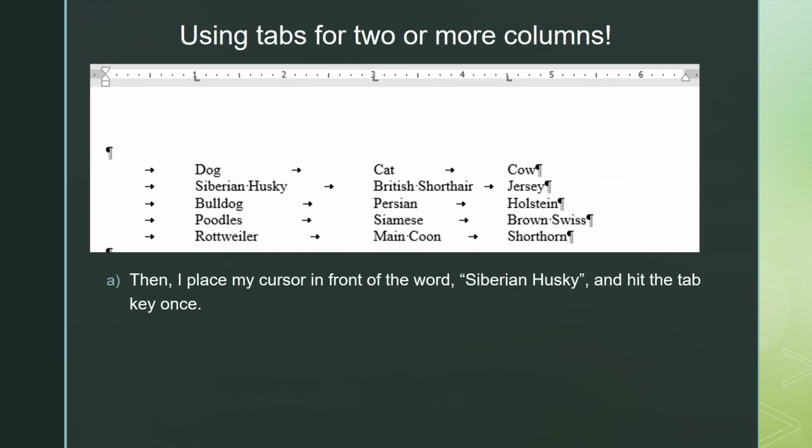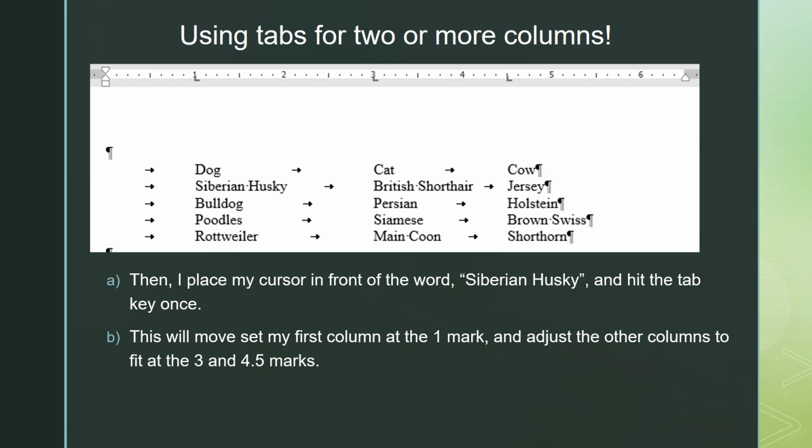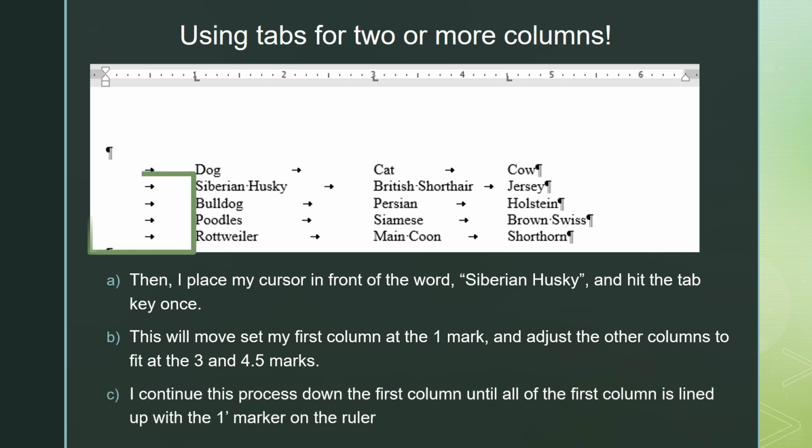Then I'm going to place my cursor in front of the word Siberian Husky and hit the tab key once. This will move my first column to the 1 mark and adjust the other columns to fit at the 3 and 4.5 marks. I will continue this process down the first column until all of the first column is lined up with the one marker on the ruler. And if you notice, when I hit the tab key for the first column, the following columns adjust accordingly to the left tabs for each of their columns.